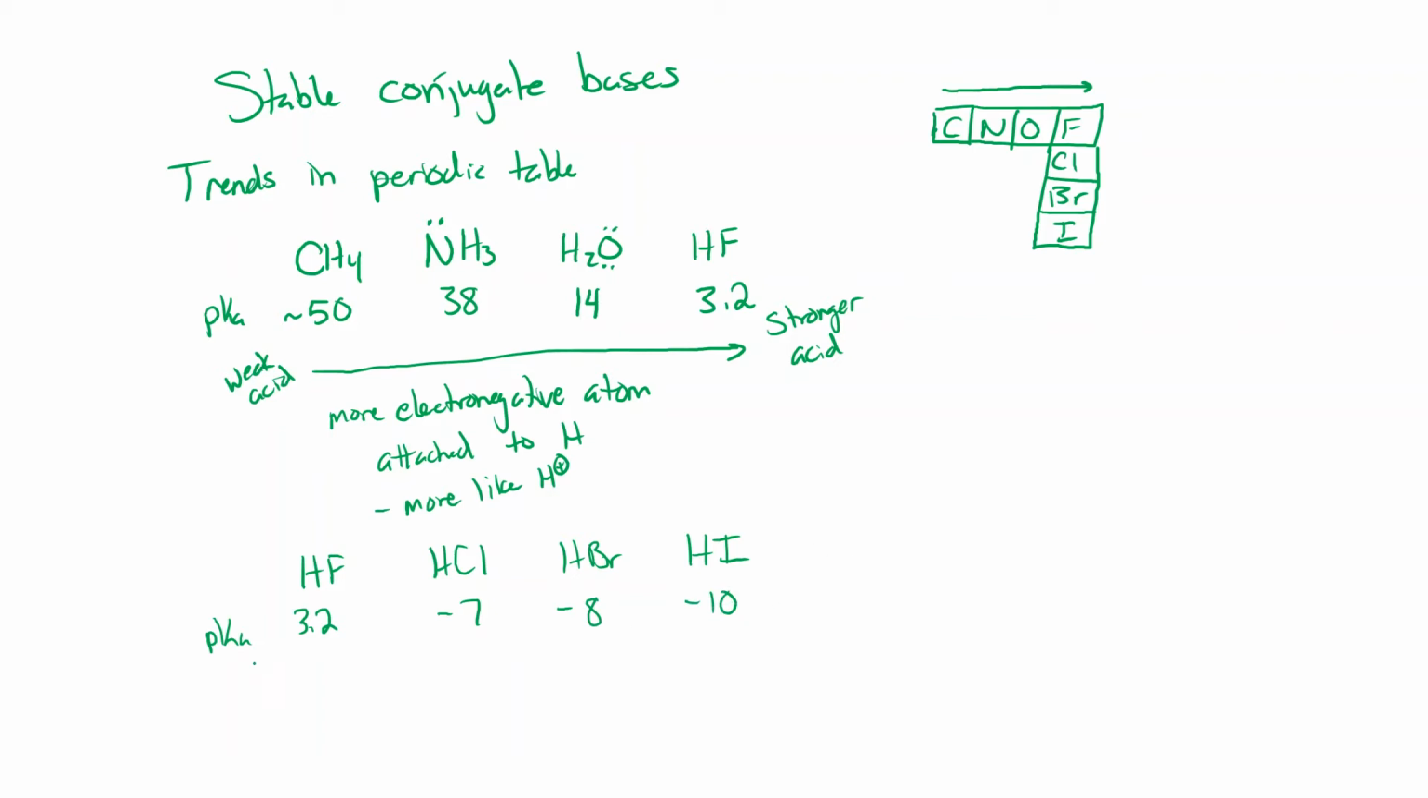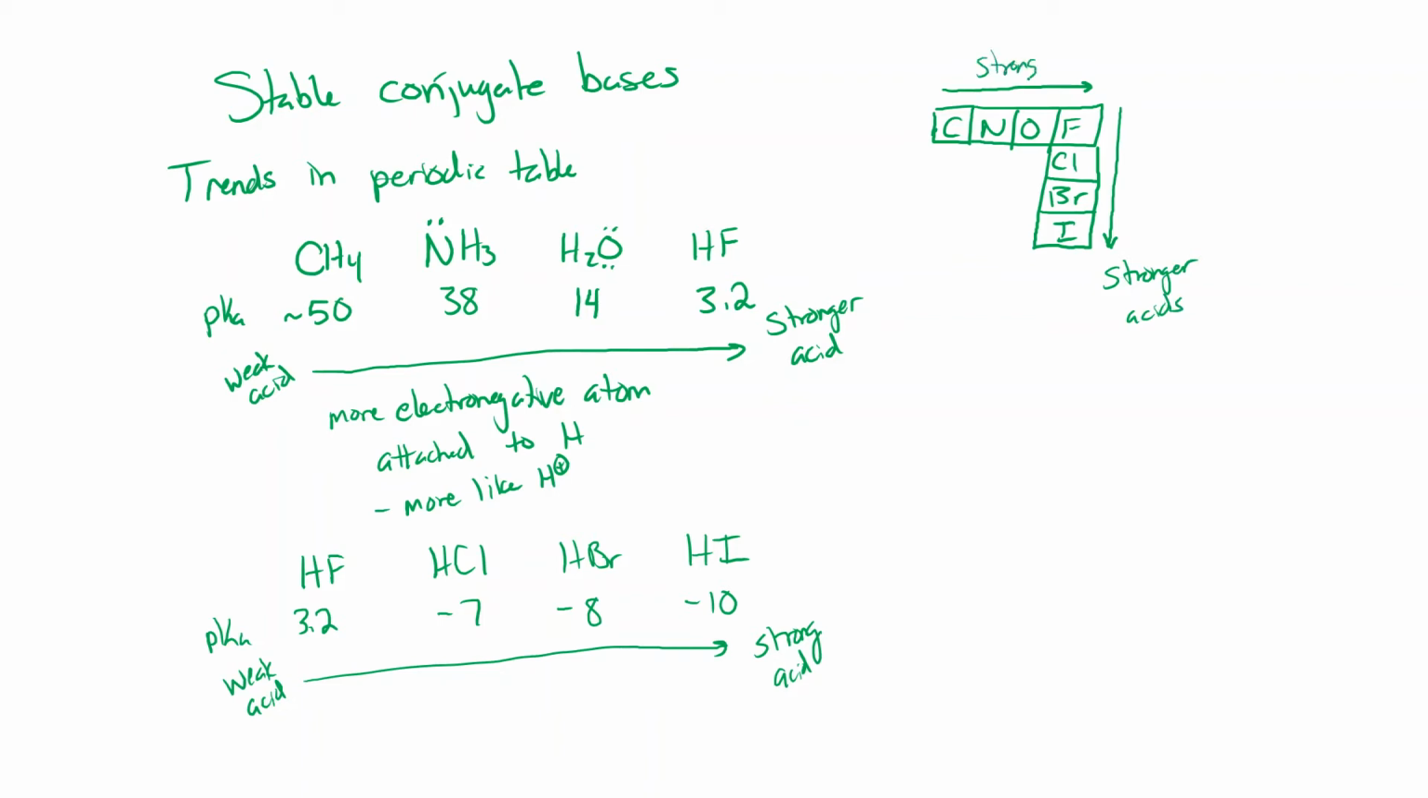So of course, once again, we're going from weak acids. HF I would still classify as more or less a weak acid to very, very strong acids, right? HI is about as strong of an acid as we can get. And so as we go down a group in the periodic table, our acids become stronger. And this is true of every group, right?